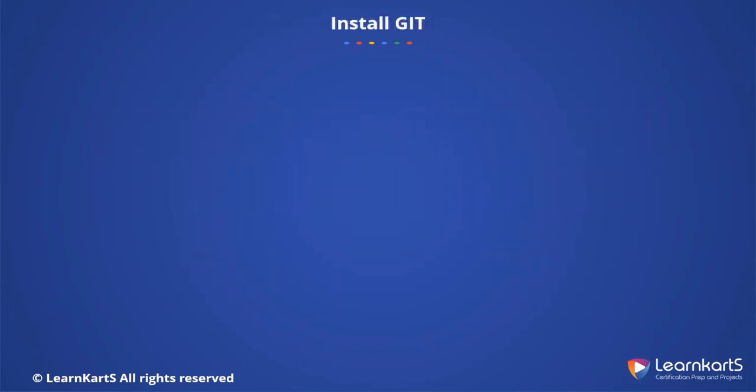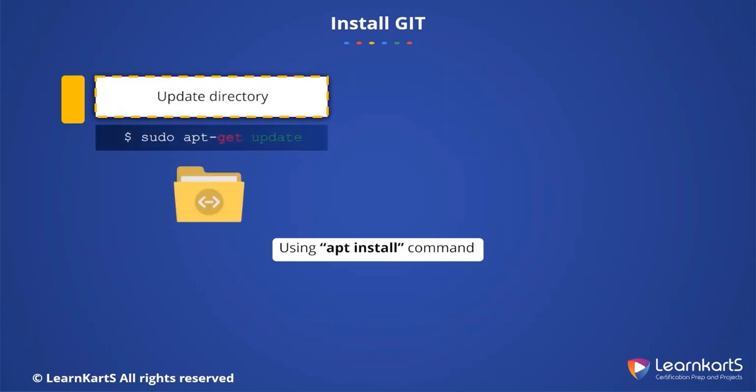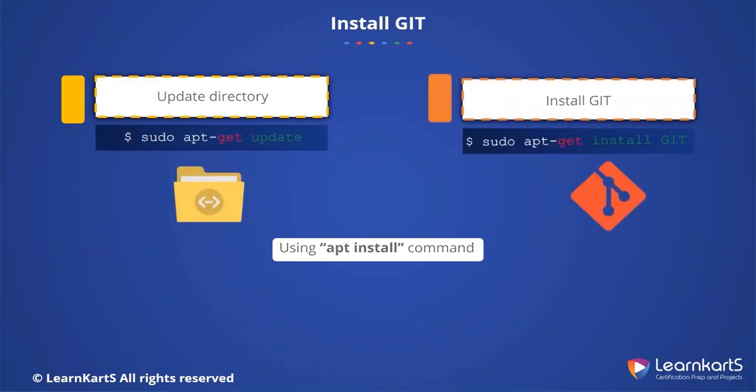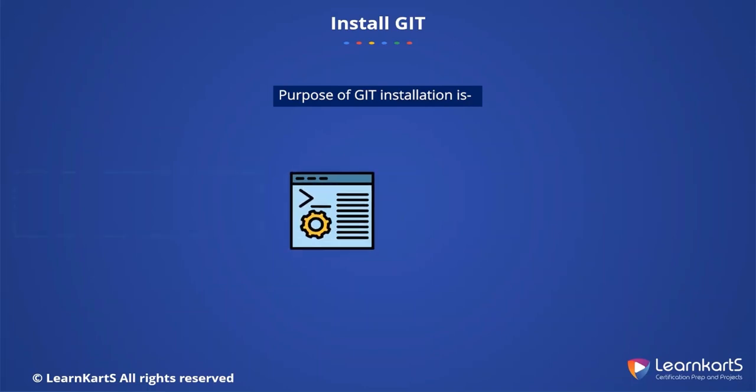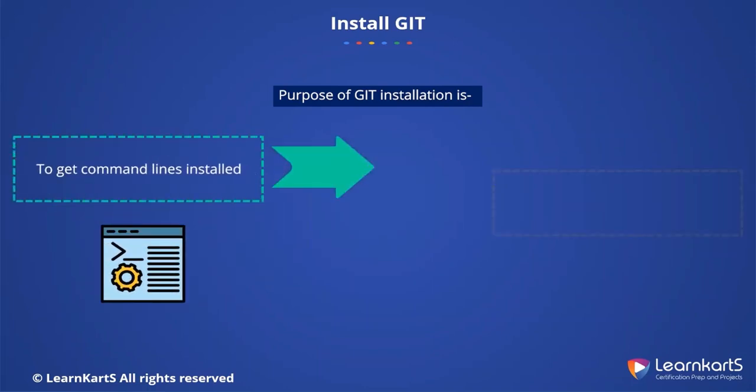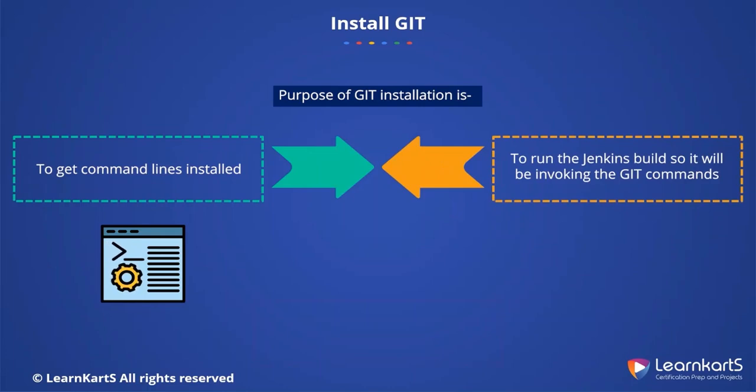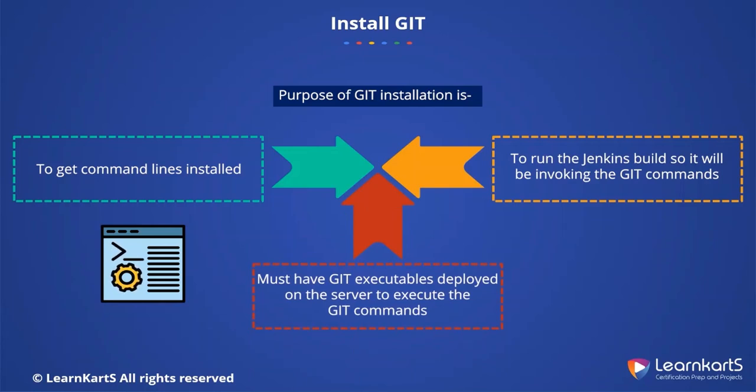Now, as far as the Git installation is concerned, you can do the installation of Git using the apt install command, which installs the Git software onto your platform, onto your server. The whole focus of the Git installation is to get the Git command line installed. When you run the Jenkins build, it will be invoking the Git command, so you need to have the Git executables deployed on the server. Then only will you be able to execute the Git commands on the server. So that's a prerequisite and an important thing.